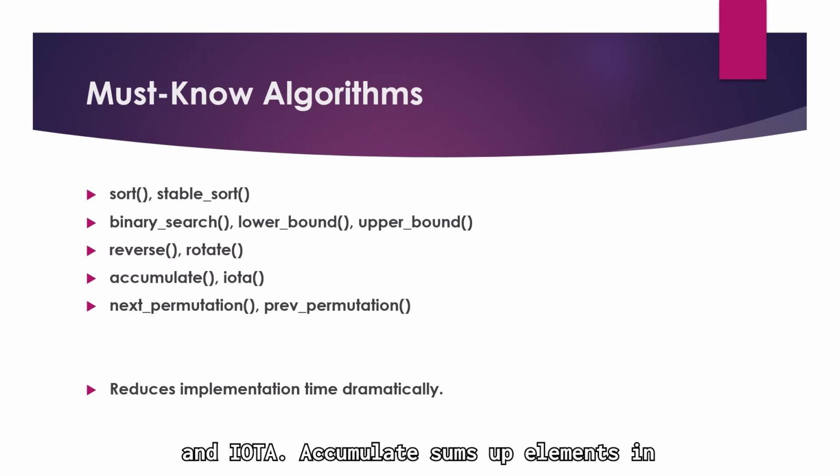Accumulate and iota. Accumulate sums up elements in a range, and iota initializes a range with sequential values. These algorithms are incredibly useful when you need to perform operations on ranges efficiently. Next_permutation and prev_permutation. These algorithms help us generate all possible permutations of a set, which is essential in combinatorial problems. These built-in algorithms not only simplify our code but also ensure that our solution is as efficient as possible.